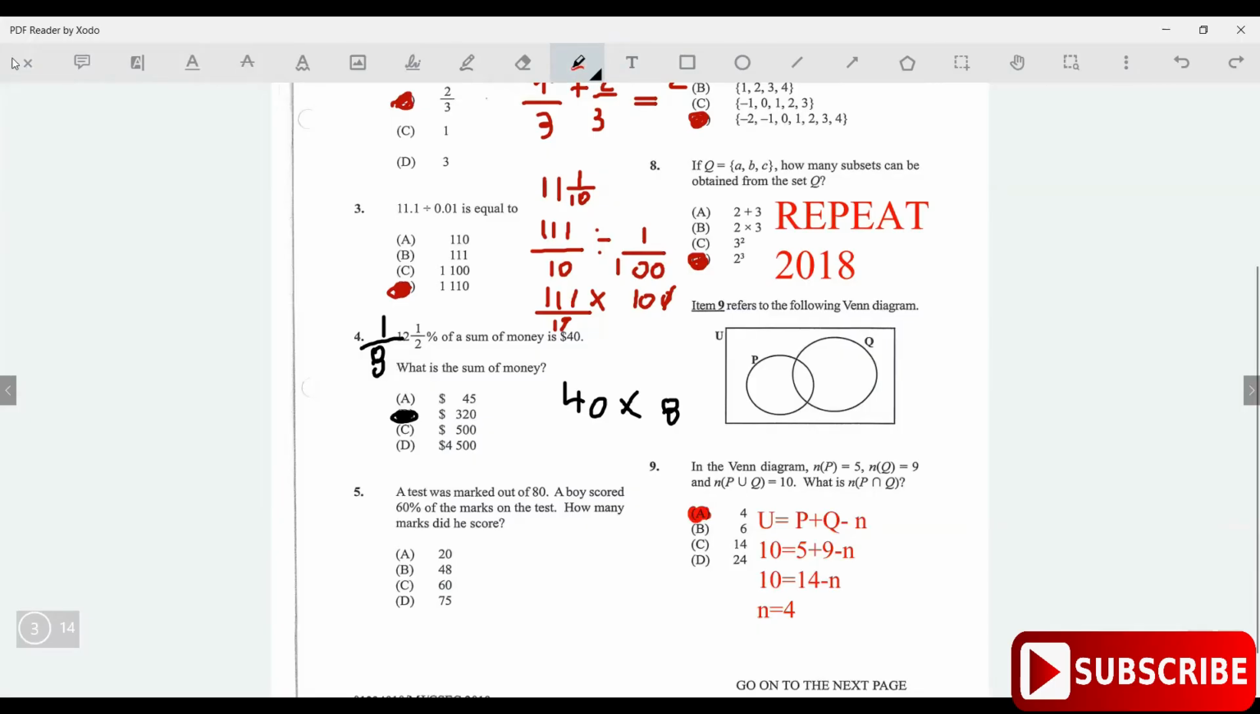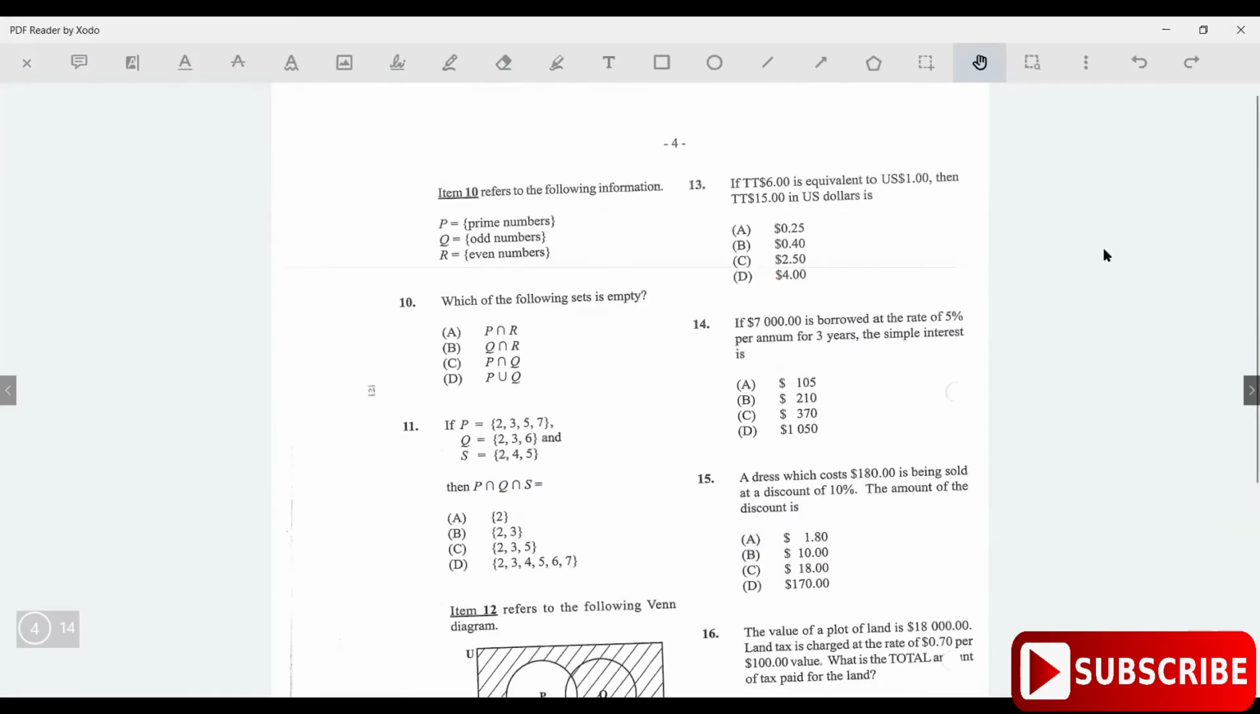Okay, moving right along. All right, question 10. This is a repeat question from 2018. We don't do repeat questions. This is a repeat from 2018. And this one, which of the following was empty, was prime, and odd numbers and even numbers never intersect, so it's Q intersect R. This is a big repeat question.